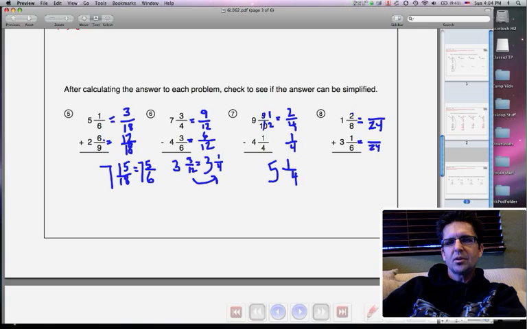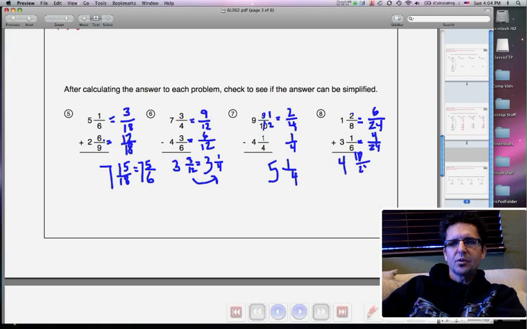8 times 3 is 24, so 2 times 3 is 6. 6 times 4 is 24, so 1 times 4 is 4. Add this all together, and you get 4 and 10/24ths. But, oops. 10 and 24 are both even numbers, so I know I can at least divide those by 2. And I believe that's about the biggest number I can divide them by, the greatest common factor. So 10 divided by 2 is 5, and 24 divided by 2 is 12.